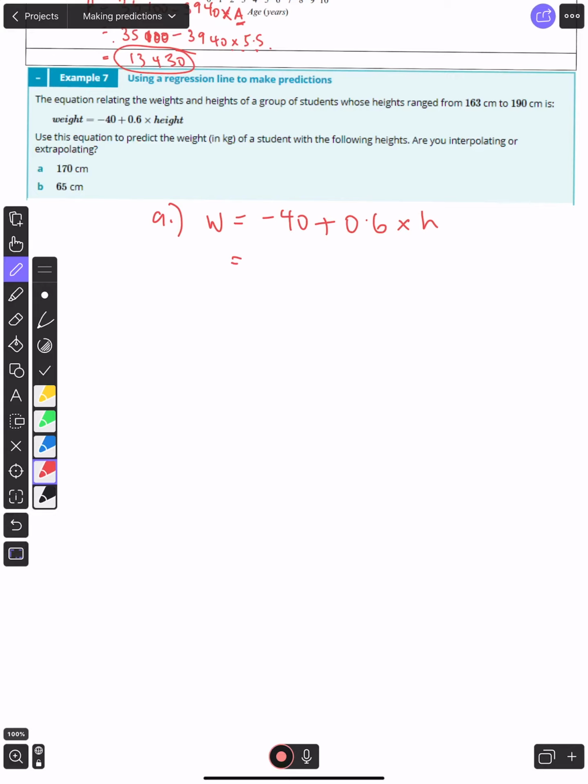Next step is you decide what variable do you have? Like what information do you have? So 170 centimetres is referring to the height. So I have to sub in this part into the equation. So I'm subbing in for height. So minus 40 plus 0.6 times 170. Okay, and then you just plug that into your calculator.